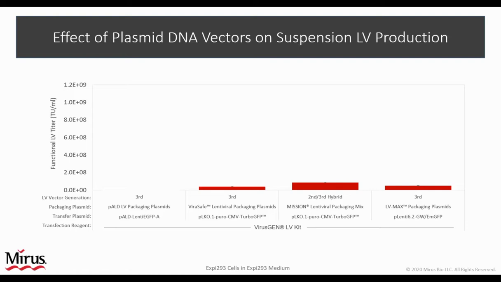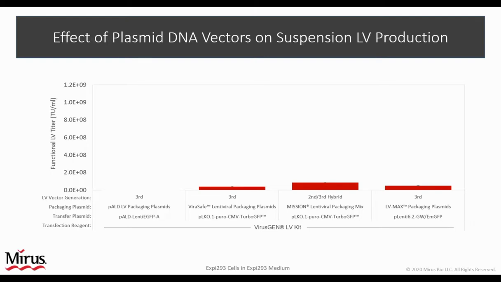The next critical component we would like to take a closer look at is vector design. Until recently, most of our VirusGEN reagent and LV kit development work was done with 3 different packaging plasmid mixes, the first being the 3rd generation ViraSafe lentiviral packaging plasmids from Cell Biolabs. The second was the 3rd gen hybrid MISSION lentiviral packaging mix from Sigma, and the third was the 3rd gen LV mix packaging plasmids from Thermo.